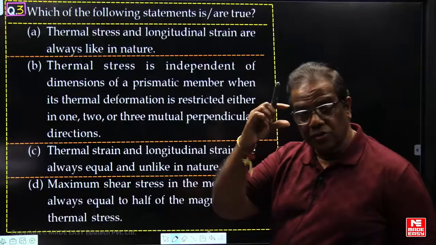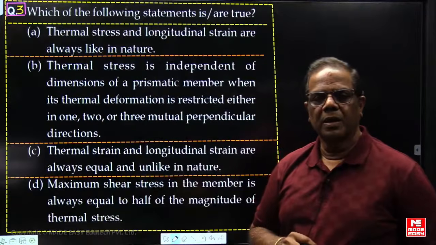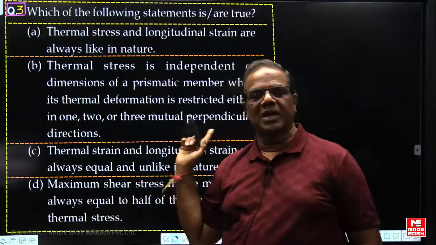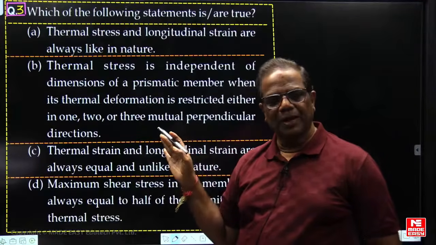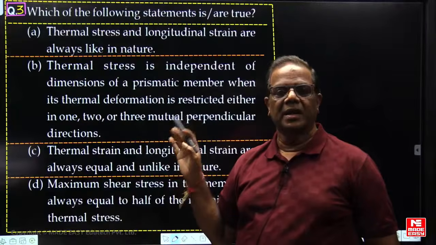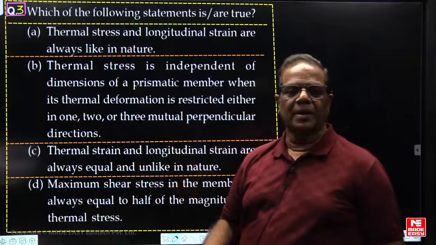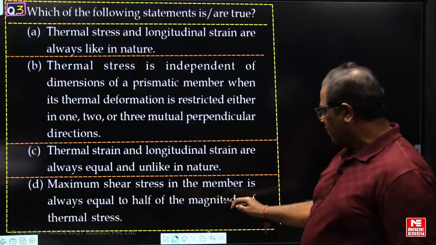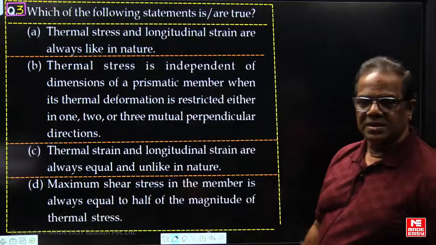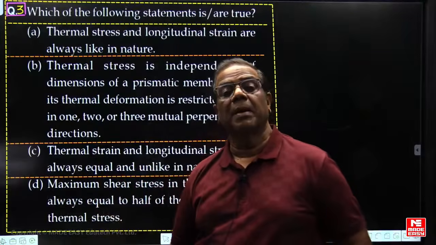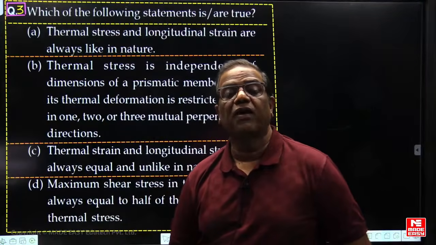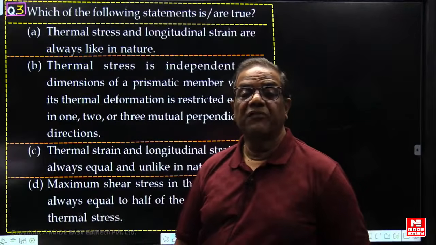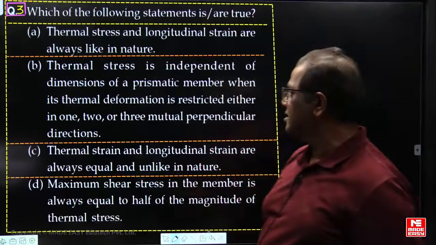So try to go through the statements properly, because only in the GATE examination this is the specialty. In all the remaining examinations, either MCQ or NAT will be there, but here MSQ will be there. And the maximum shear stress in the member is equal to half of the magnitude of the thermal stress. So out of these four statements, which statement is true? Can you give the answer now?